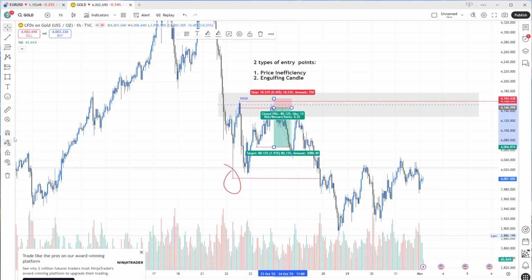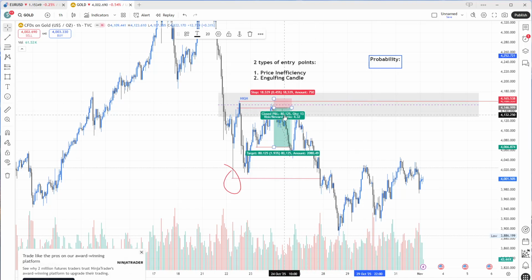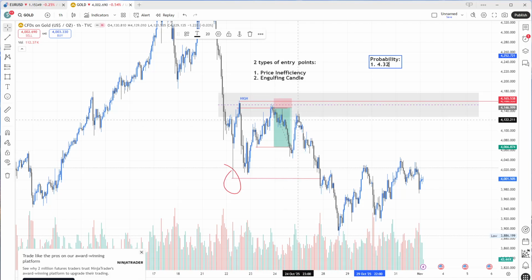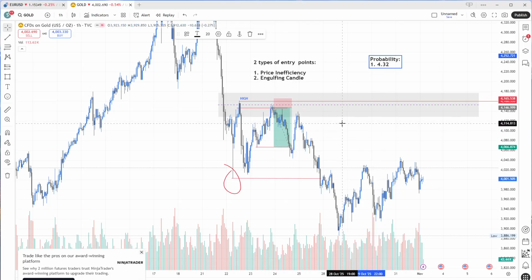So let's talk in terms of edge and probability. So these are our edge and the probability, right? Let's see, this is going to be, okay, 4.32. There you go. So hypothetically, we'll be risking that 1 of 4, right? We'll be risking 1 of 4.